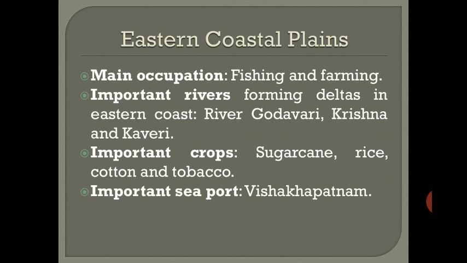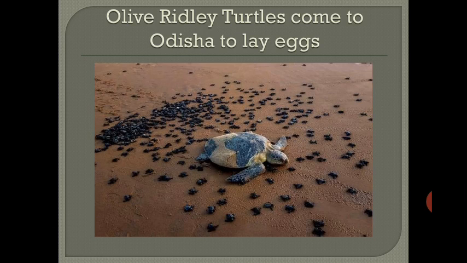So look at these rivers: Godavari, Krishna, and Kaveri. These are important rivers of the eastern coastal plains. Next are important crops: sugarcane, rice, cotton, and tobacco. Important seaport, Vishakhapatnam. We can see here olive ridley turtles come to Orissa to lay eggs.